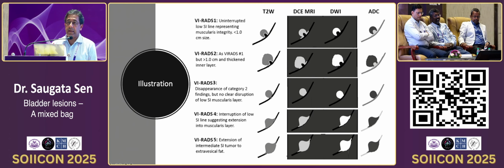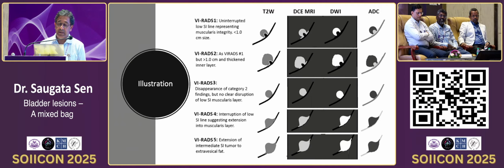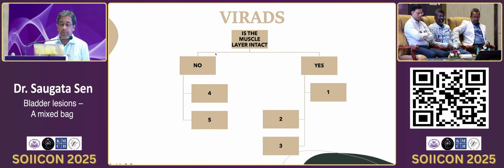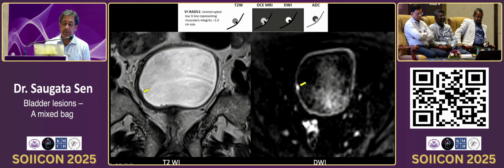So in the bladder there are basically 3 layers. One is the mucosa, one is the submucosa muscularis and the other is the muscle. You have to find out whether the lesion has involved the muscle or not, and whether there is integrity of this uninterrupted low signal intensity line. So let me show you one or two cases. Before we go, this is how it is. Is the muscle layer intact? No, 4 and 5. If the muscle layer is intact, generally 1 and 2, and 3 is the one where there is a controversy. Okay, so let's see what happens here.